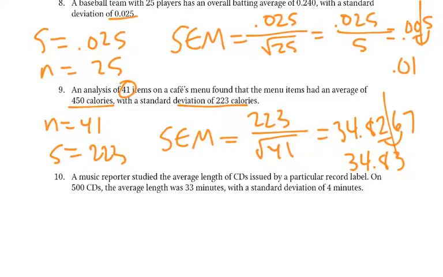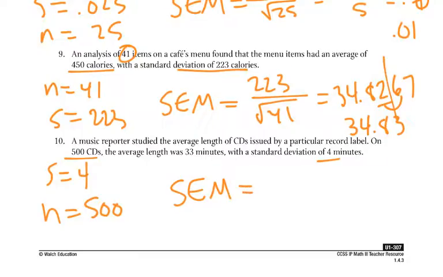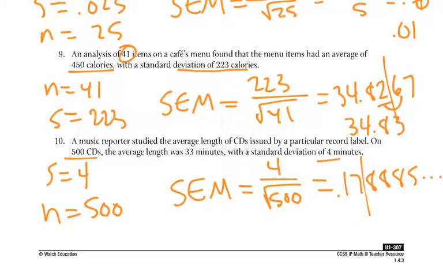Okay, the last one. A music reporter studied the average length of CDs issued by a particular record label. On 500 CDs, the average length was 33 minutes with a standard deviation of 4. So standard deviation of 4. Total number was 500. So for our last SEM today, we go 4 divided by the square root of 500. We'll type that into our calculator and get 0.178885, and then it keeps going, so nearest hundredth, that'll bump us up to 0.18.